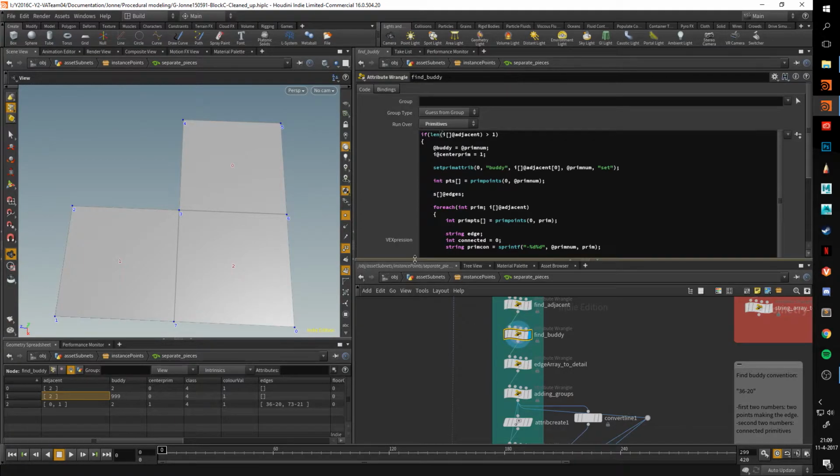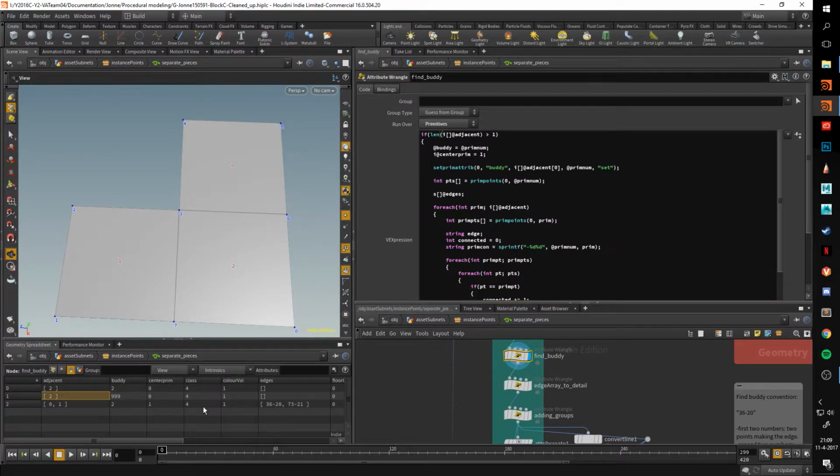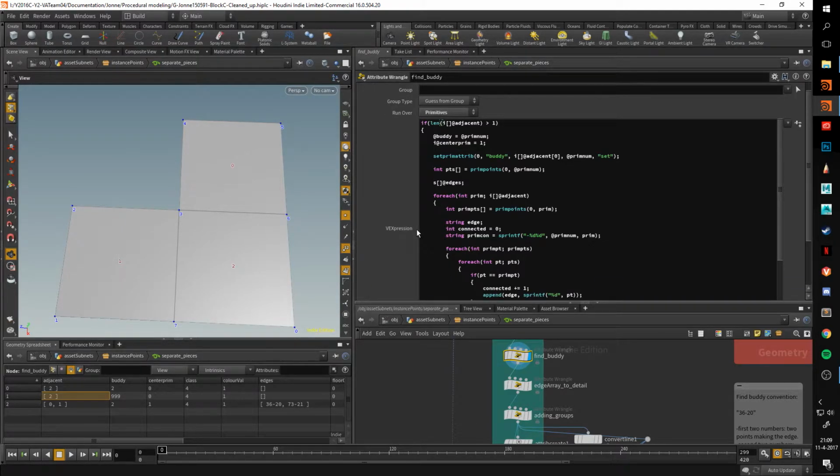So here's the find buddy part. What this basically does, and you might have noticed that a couple of attributes got added and edited, is it goes over a primitive and checks to see if the primitive has more than one adjacent. Primitive 0 has one adjacent, primitive 1 has one adjacent, but primitive 2 is connected to both 1 and 0. The first thing it does is it sets the buddy attribute to 2. Right now the current primitive, which is this primitive here, has a buddy attribute of 2. And it sets the center prim attribute to 1. Then the system knows, okay, this is a center primitive.